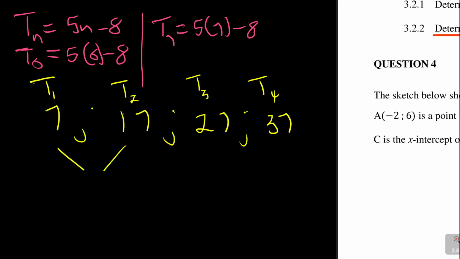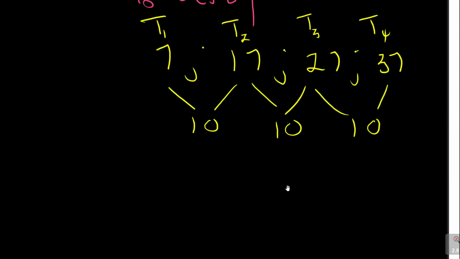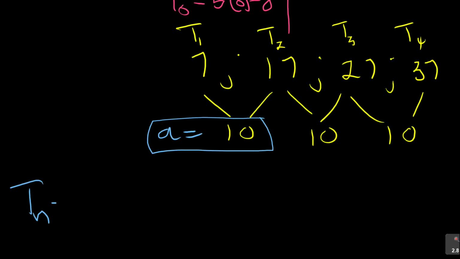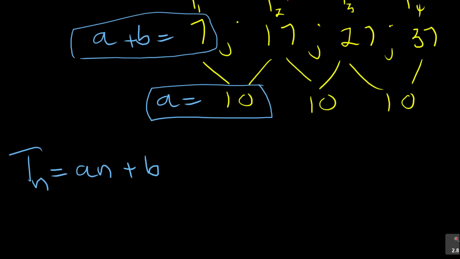I do this, T2 minus T1, 10. Do that, 27 minus this, 10. Do that, 37 minus this, 10. From here, remember what I said? I said there is the formula version. I'm going to use it because it's quicker. In the formula version, what did I say? I said a is equal to the third. Remember I said Tn is equal to an plus b. And then 7 here is a plus b equal to this one. Okay, so now when you work it out, you've got this.